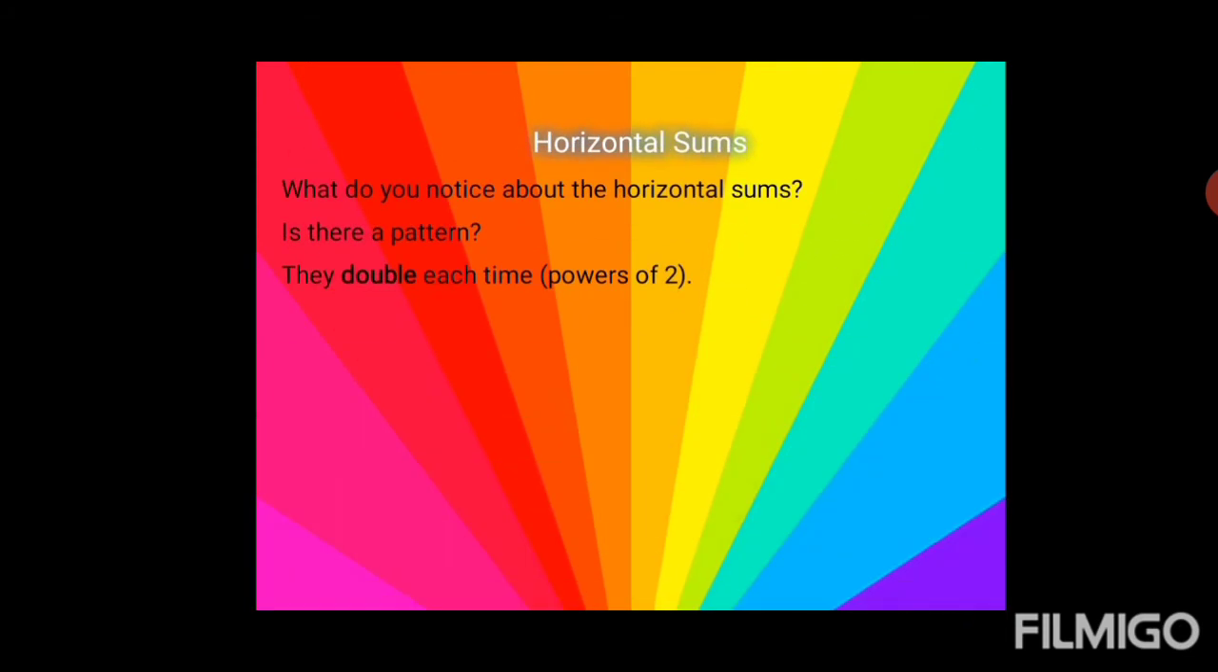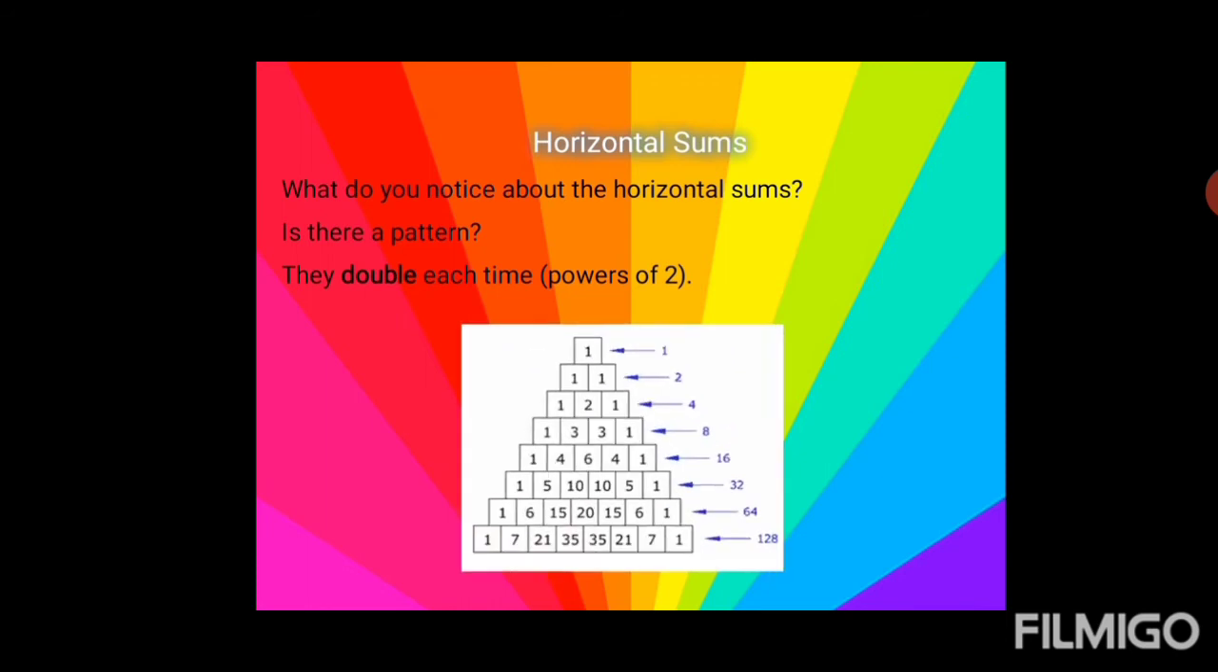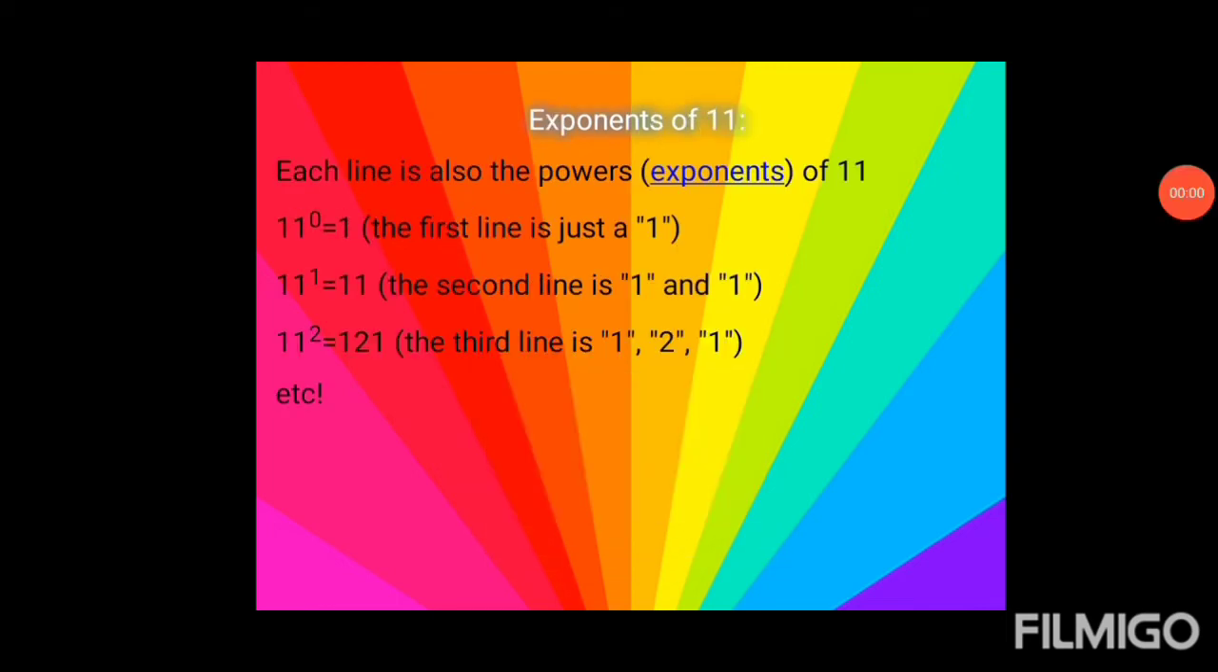Next, horizontal sums. What do you note about the horizontal sum? They double each time. For example, 1 is equal to 2 power 0. Next 2 is equal to 2 power 1. Next 4 it is equal to 2 square. Next 8 it is equal to 2 power 3.